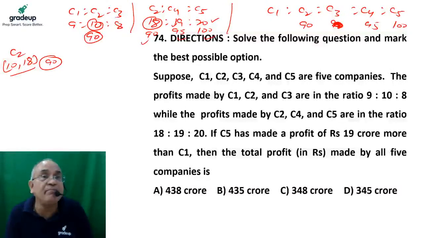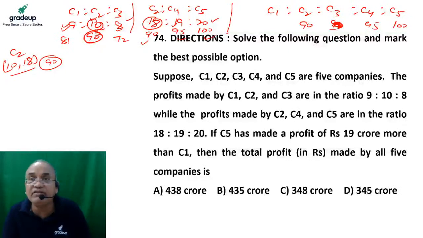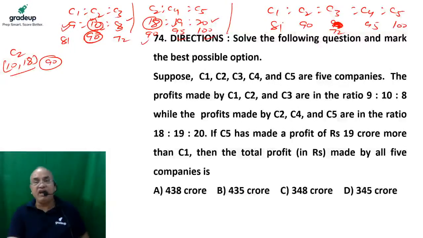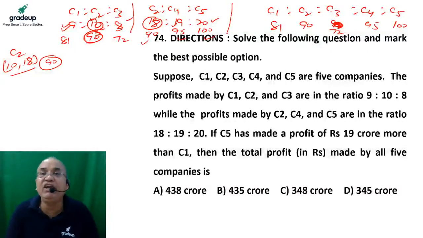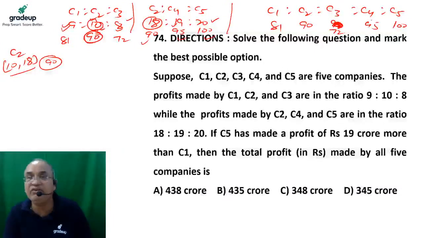So by which we have multiplied 10, 9. If I multiply 10 by 9, then and only then it will become 90. So we have to multiply this 9 by 9, and this 8 by 9 also. So multiply this as well as this by 9, it will become 72. So the value of C3 is nothing but 72 and that of C1 is nothing but 81. Now C1, C2, C3, C4, C5 would be in the ratio of 81, 90, 72, 95, and 100.